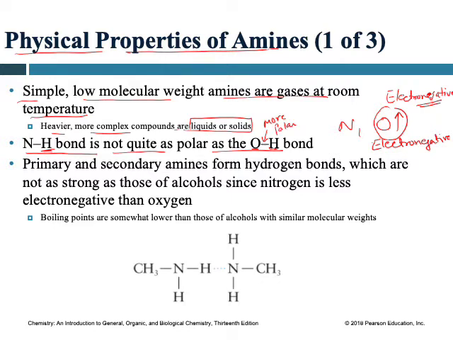Polar, because the electronegativity of oxygen is higher than nitrogen. That's why the OH bond is more polar. And if the bond is polar, that will help you make a stronger hydrogen bond compared to the atom that is less electronegative. So primary and secondary amines form hydrogen bonds which are not as strong as those of alcohols, and nitrogen is less electronegative than oxygen, which I already just explained to you.